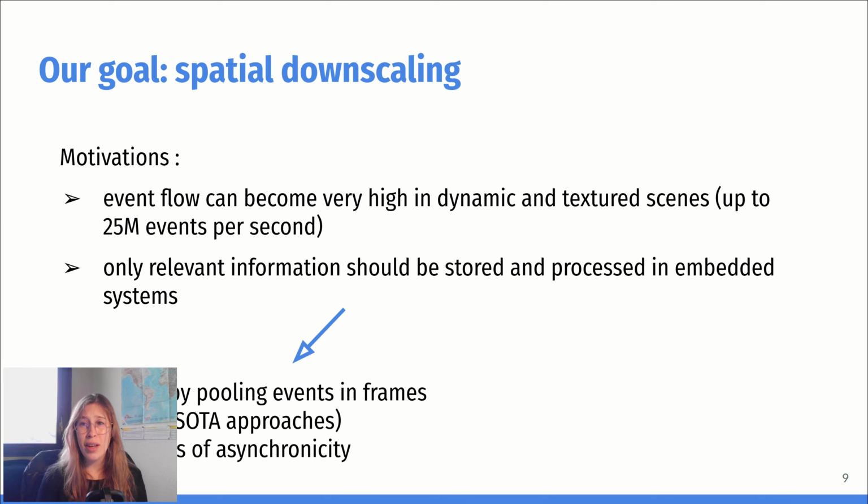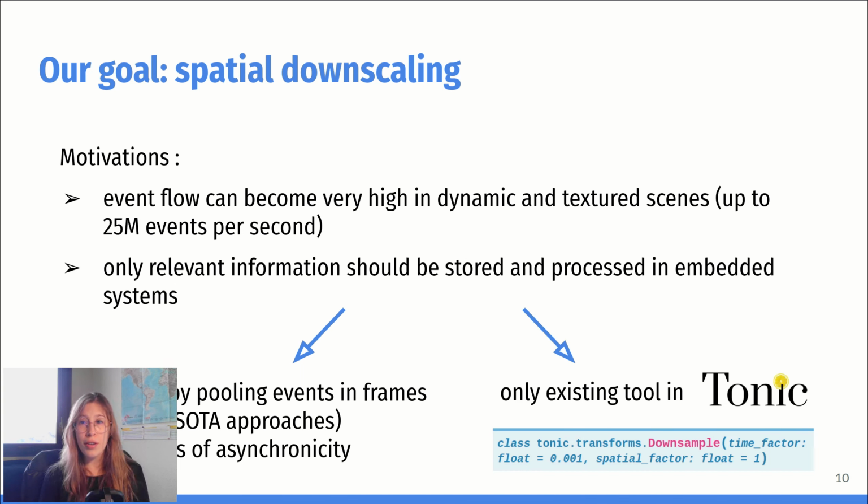In many state-of-the-art approaches for event data in embedded systems, those problems are solved by putting events into frames, but these mechanisms lead to a huge loss of asynchronicity, which is a main argument for using event data. To our knowledge, only one existing tool exists, implemented by Tonic, which is a Python library for neuromorphic data handling, and this is the transforms.Downsample class, which downscales the event data spatially and temporally.